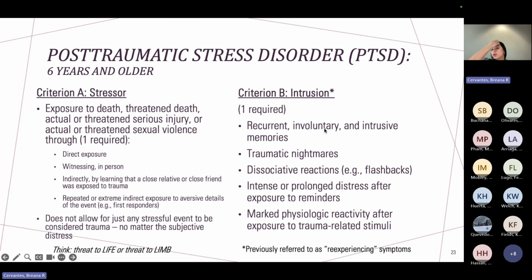Criterion B, these are our intrusive symptom clusters. So criterion B is intrusive symptoms. It used to be called the re-experiencing symptoms, and that just gives you a sense of it's the things that intrude or permeate your everyday present conscious lives. So you need at least one of these symptoms in order to be diagnosed with PTSD.